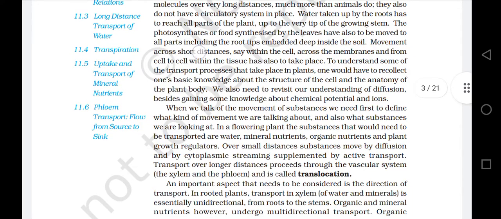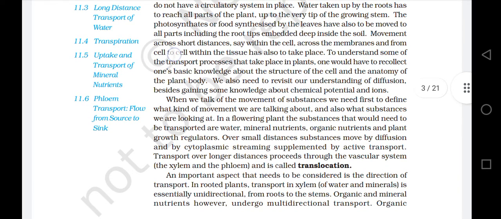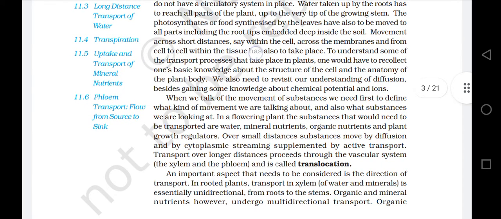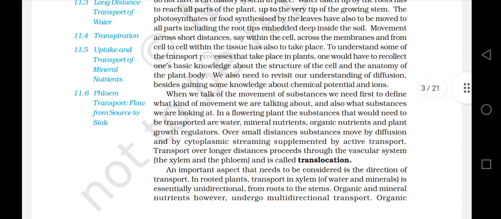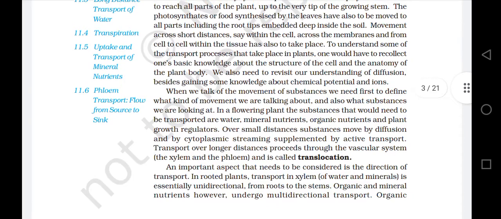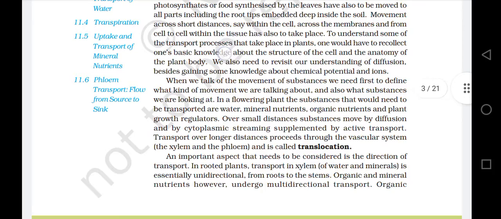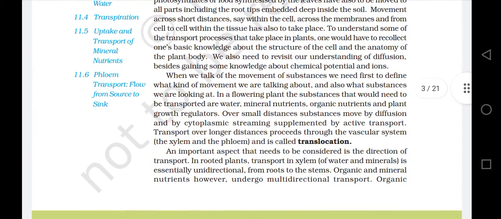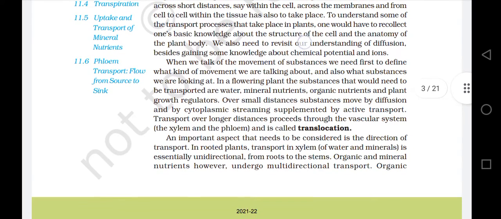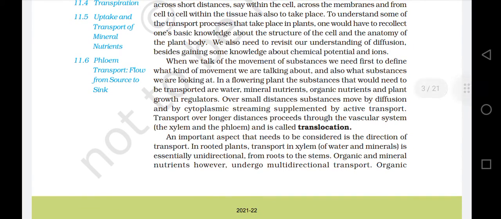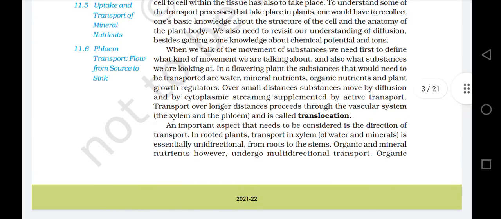Movement across short distances, say within the cell, across the membranes, and from cell to cell within the tissue, has also to take place. To understand some of the transport processes that take place in plants, one would have to recollect one's basic knowledge about the structure of the cell and the anatomy of the plant body. We also need to revisit our understanding of diffusion, besides gaining some knowledge about the chemical potential and ions.